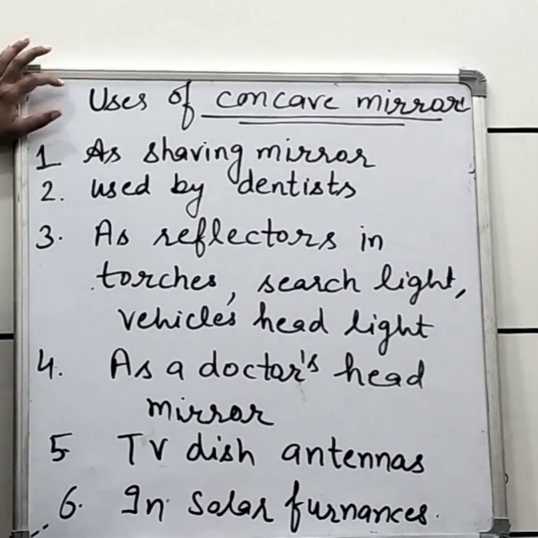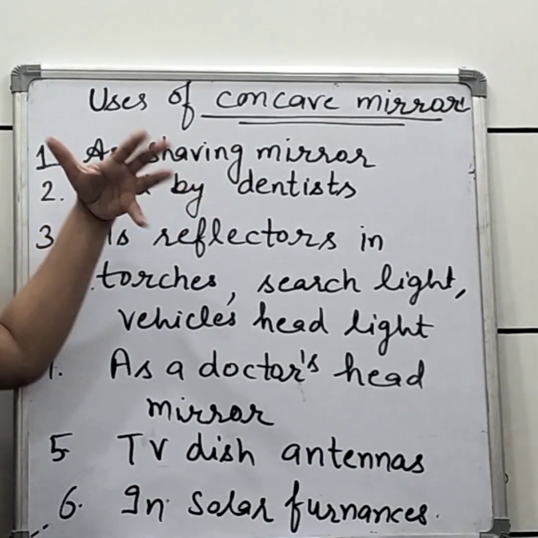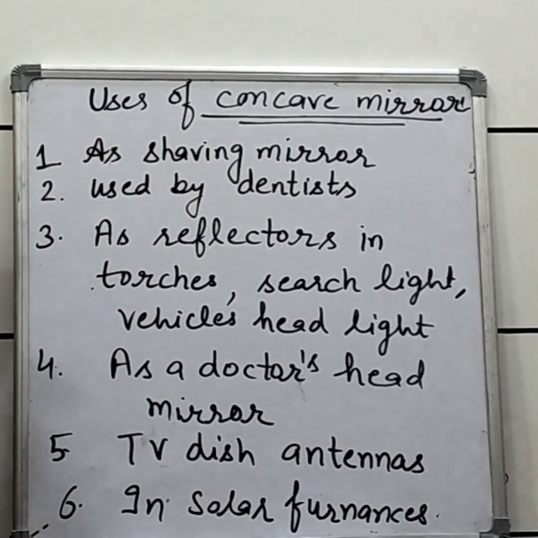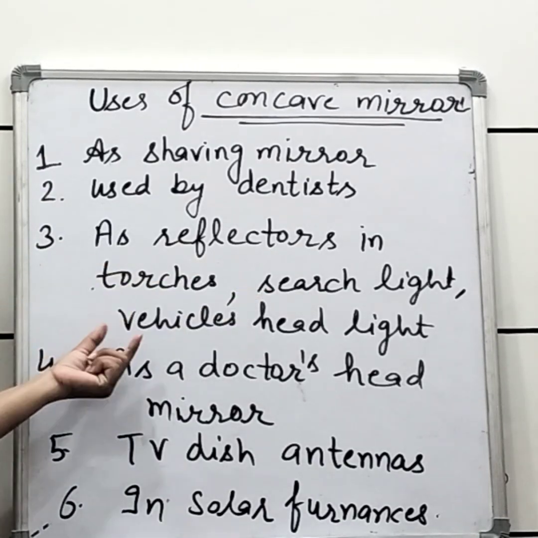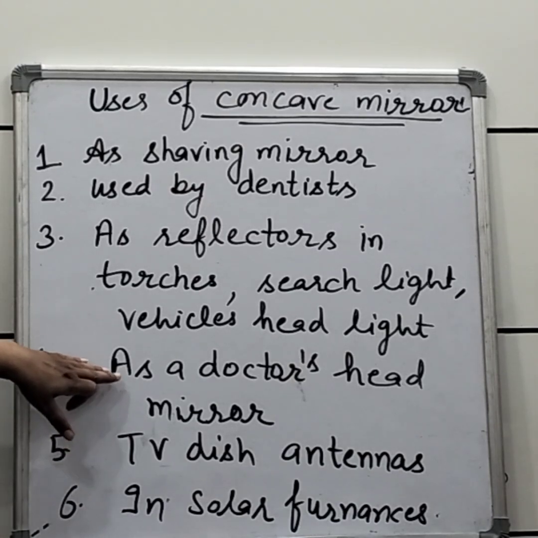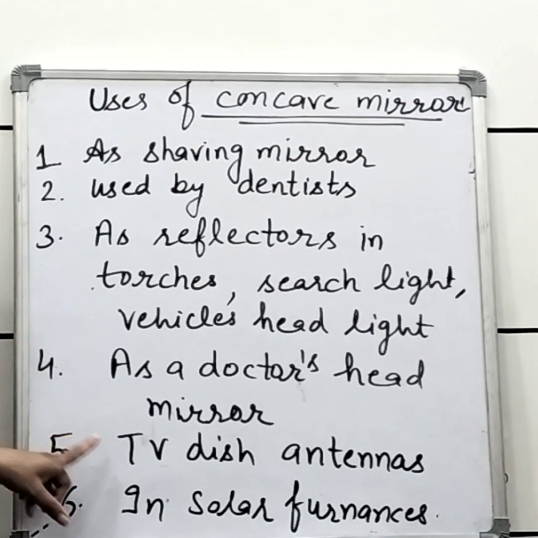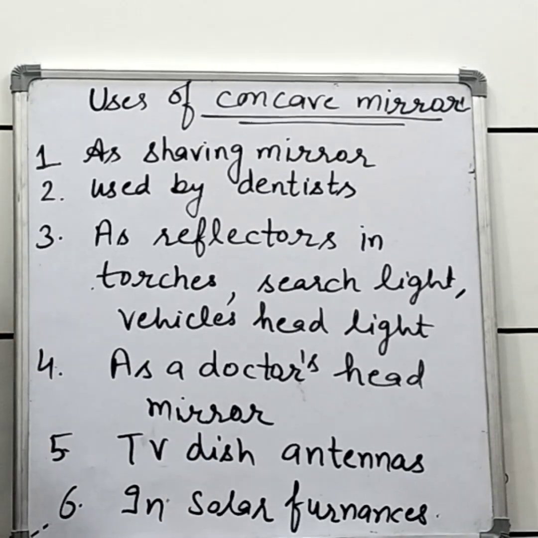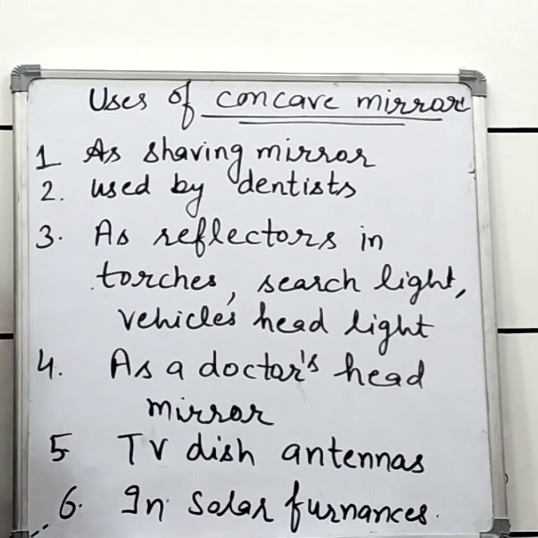Now the next topic is what are the uses of the concave mirror. The concave mirror is used as a shaving mirror to see the enlarged image of the face. Secondly, it is used by the dentist to see a large image of your teeth to operate. Third, as a reflector in torches, searchlights, and vehicle headlights, we use the concave mirror. As a doctor's head mirror, to focus the light radiation on a particular area. In TV dish antennas, we also use the concave mirror. In solar furnaces, to collect the sun's radiation at a point, we also use the concave mirror.